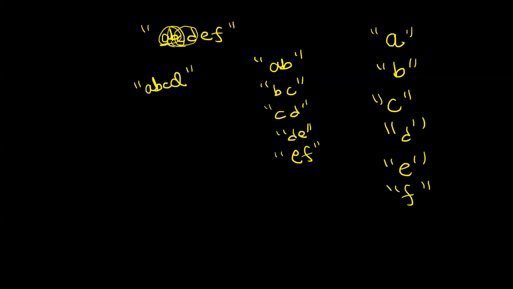ABCD can be one substring of length 4. BCDE can be another substring. CDEF can be another substring. These are the 3 substrings of length 4.